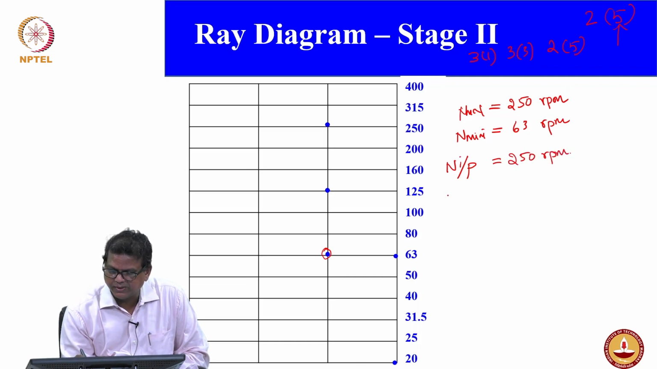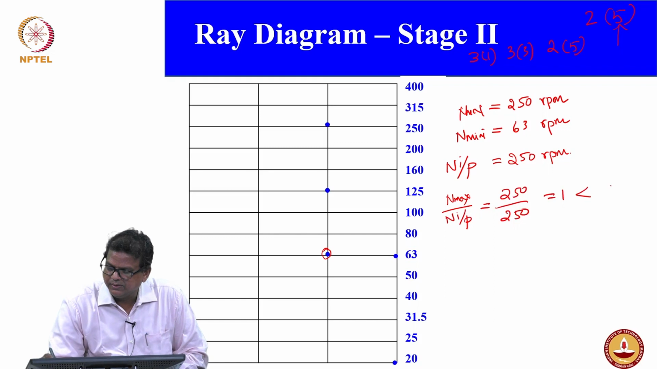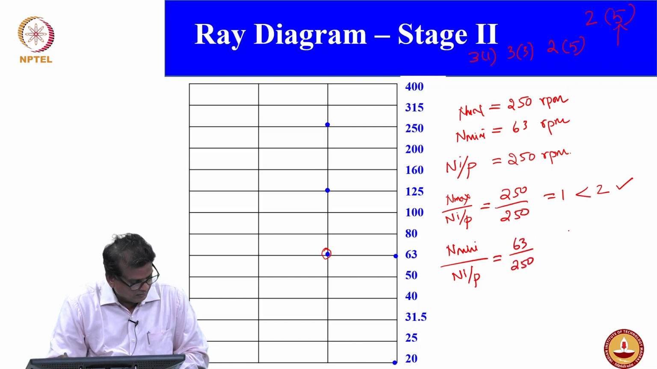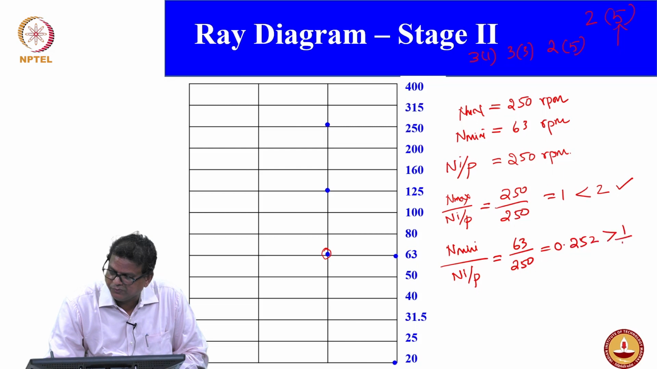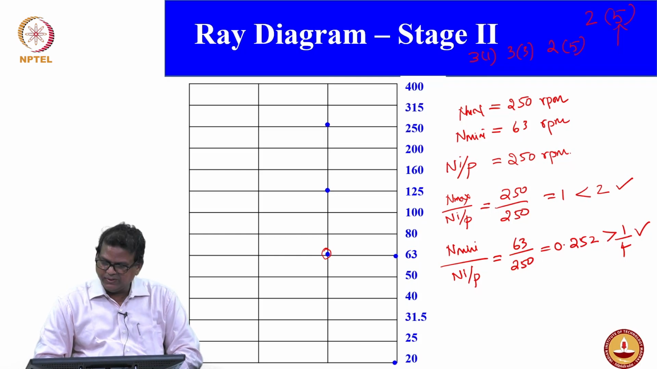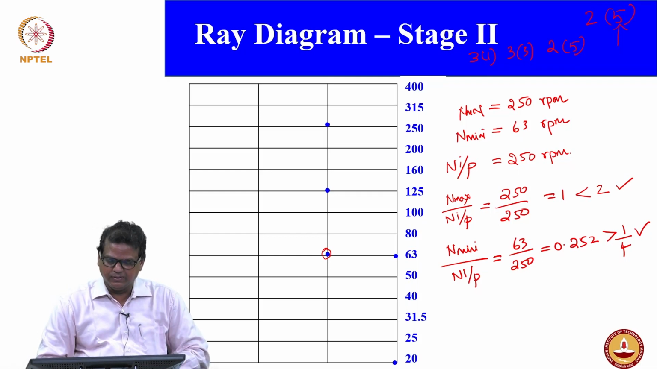Again, we'll try this: N max over N input, 250 over 250, that is 1, which is less than 2. Fine. Your N minimum over N input, 63 by 250, I am getting 0.252, which is greater than 1/4. So that's also correct. Both are satisfying. Now this is over.